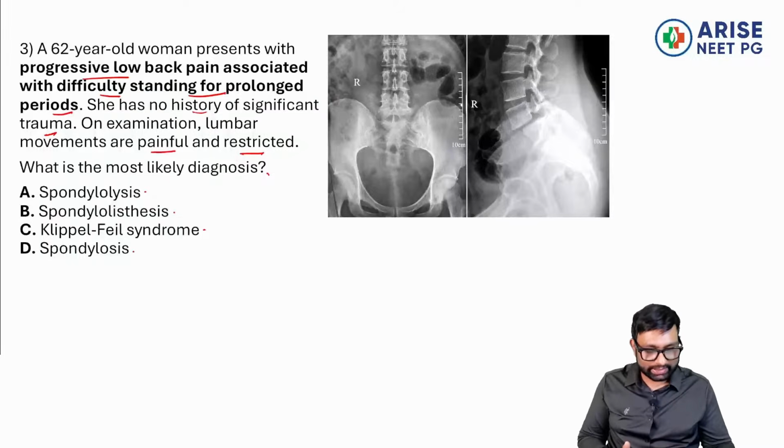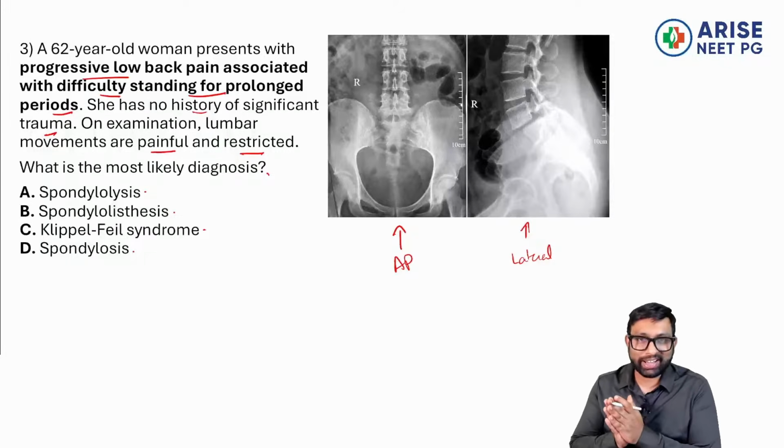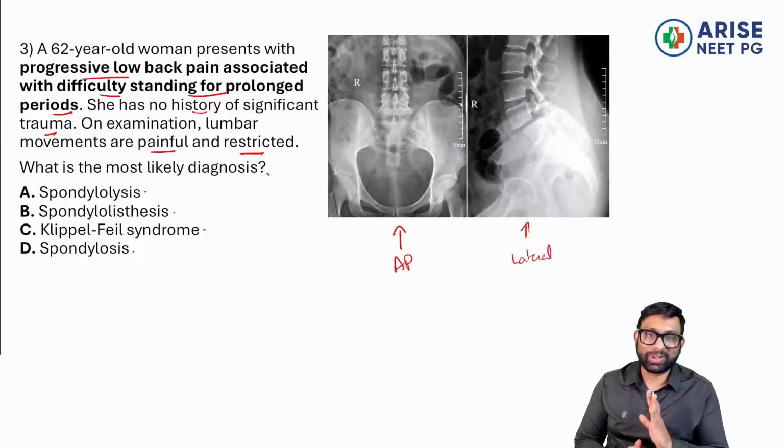This is the X-ray that is given, AP view and lateral view. Can you tell me what the answer is here? If you understood the difference between spondylosis, spondylitis, spondylolysis, and spondylolisthesis, you will be able to answer this question as well.